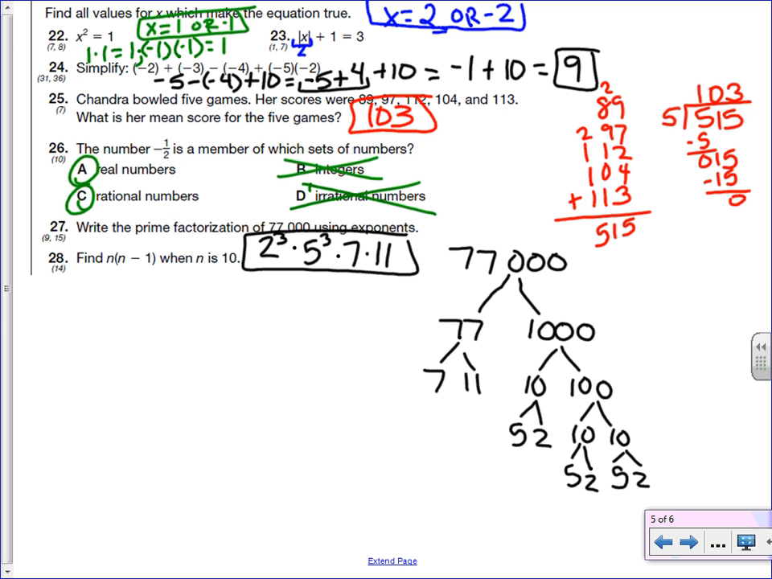Find n times n minus 1 when n is 10. Basically what they're telling us to do is put 10 in where you see n and figure out what the answer is. You do the parentheses first, so 10 minus 1 is 9, and then 10 times 9 is 90.